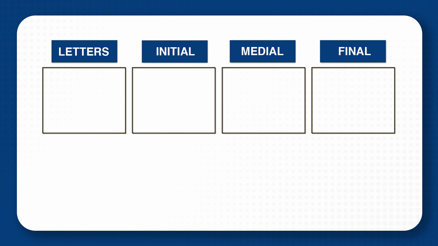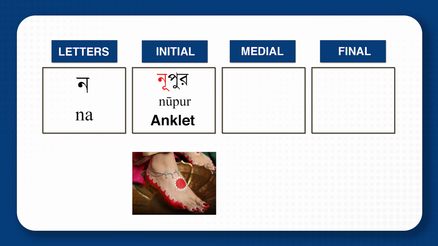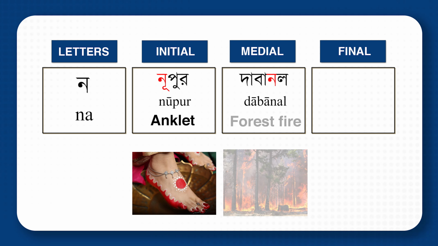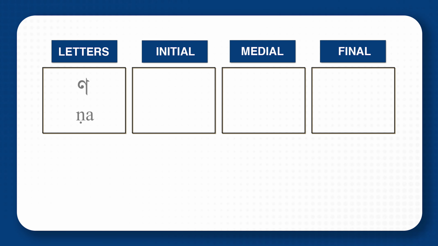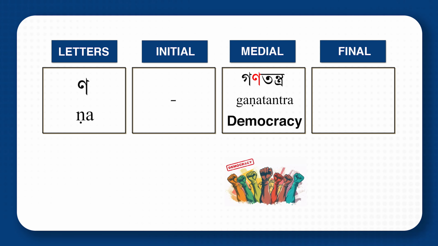The first letter we have here is Dontanna. In initial position, it can occur in Nupur, which means anklet. In medial position, it can occur in Dabanal, which is forest fire. In final position, it can occur in Kan, which means ear. The next letter is Murdhanna. Murdhanna can't occur in its original form in initial position. In medial position, it can occur in Ganotantro, which means democracy. In final position, it can occur in Ron, which means war.